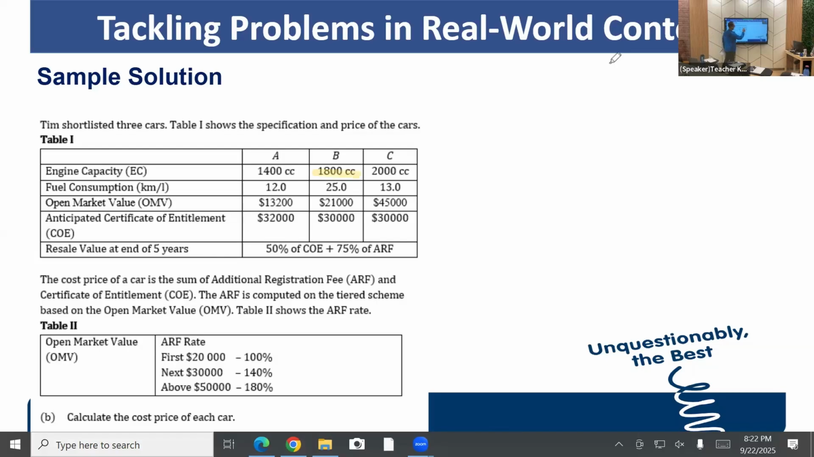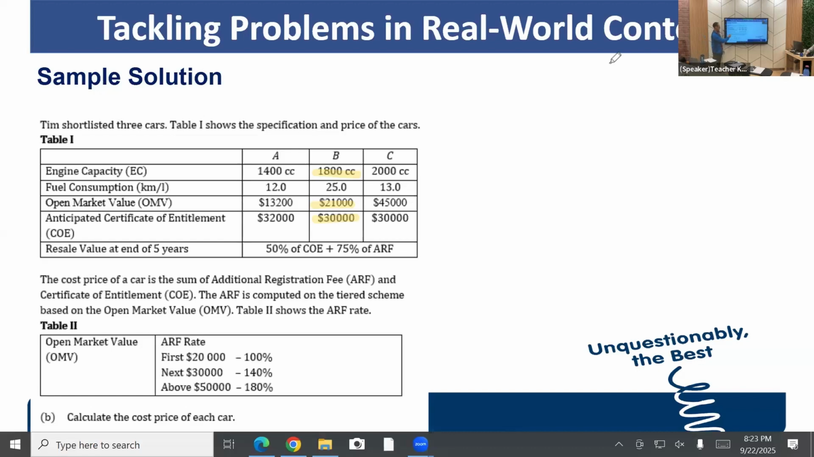So for example, this car is 1800 cc, right? And what else is needed for this? You will also need the OMV, right, when you are doing the cost price. And this is only calculating the cost price, so resale is not really necessary, but we also need the COE, right? When we buy a car, there's a COE that is included as well. And subsequently, it says here, the cost price of a car is the sum of the additional registration fee and the certificate of entitlement, which is the COE. And the ARF is computed on a tiered scheme based on the open market value, right? And table 2 shows the ARF rate.